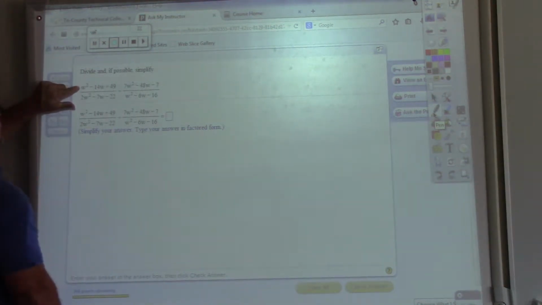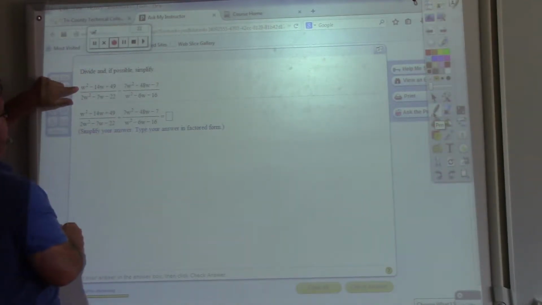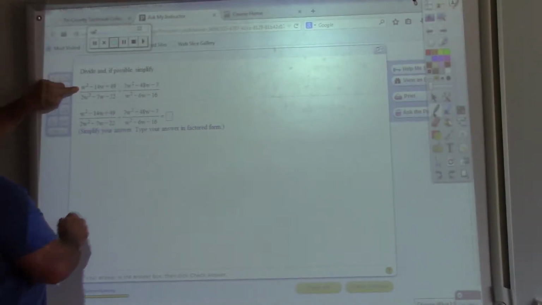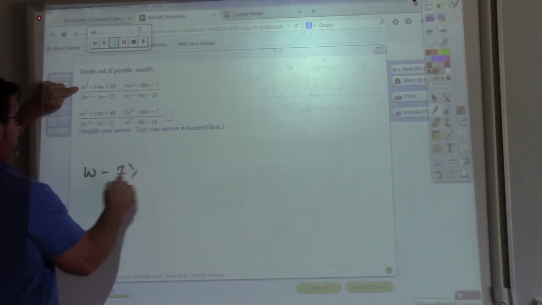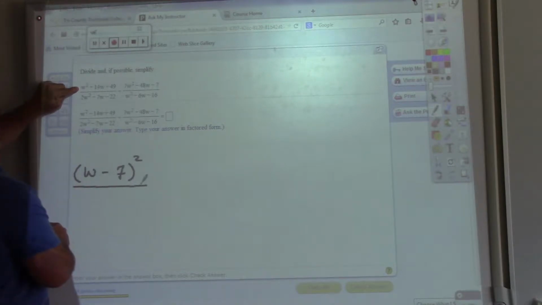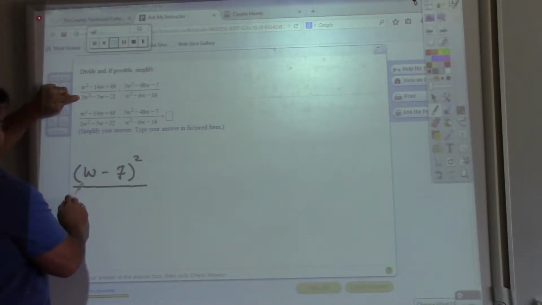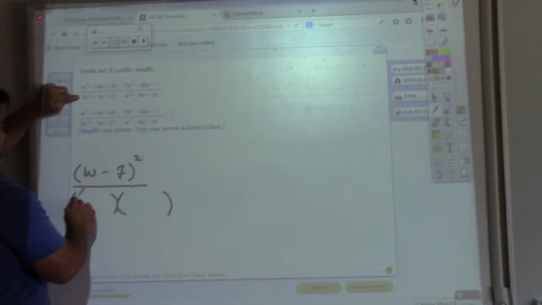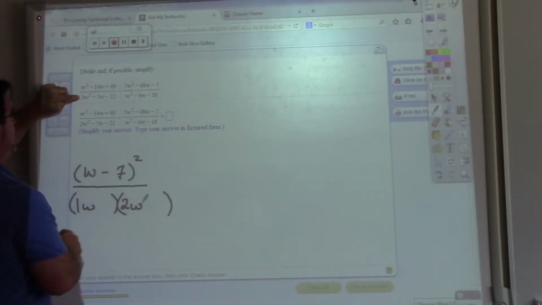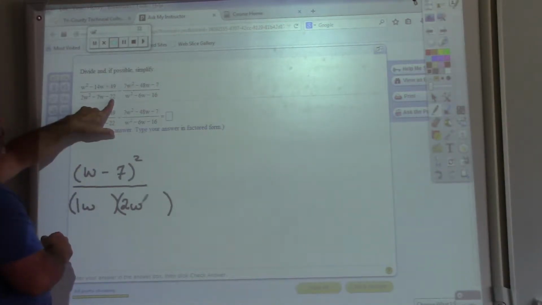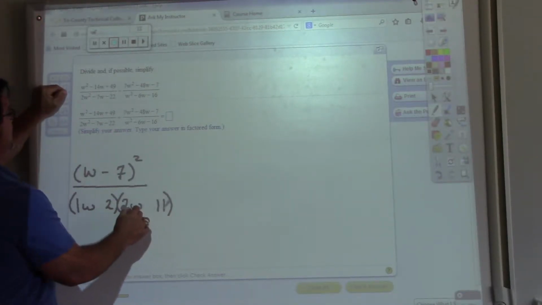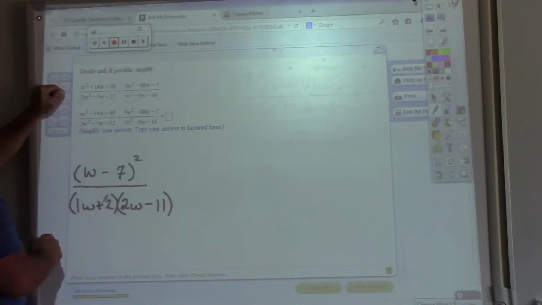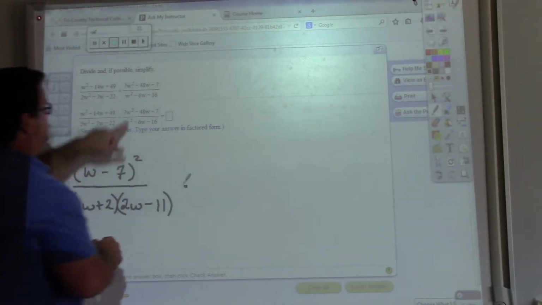All right, what are we going to do with this one? Because trinomials are worthless. What are we going to do to all of them? Factor. So this is shortcut number 2, W minus 7, quantity squared. This one, reverse FOIL. 1W, 2W, and I would say 2 and 11 probably. A minus 11 and a positive 2. Y'all check me on that one.